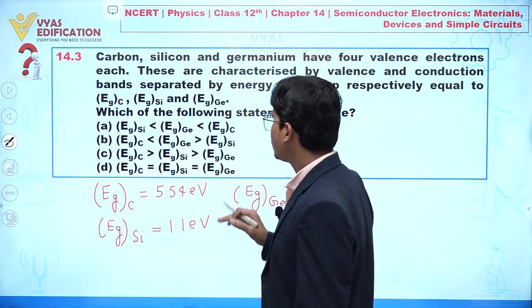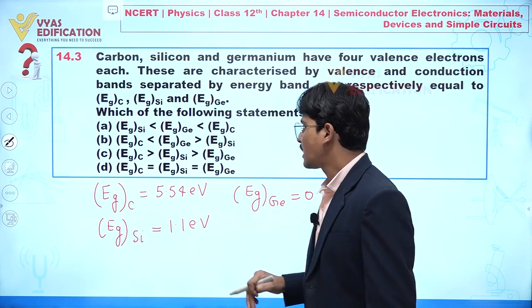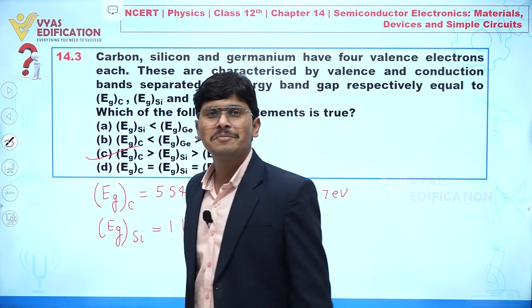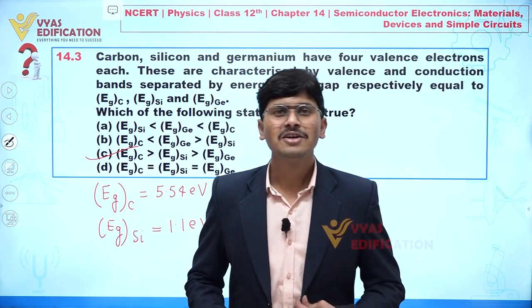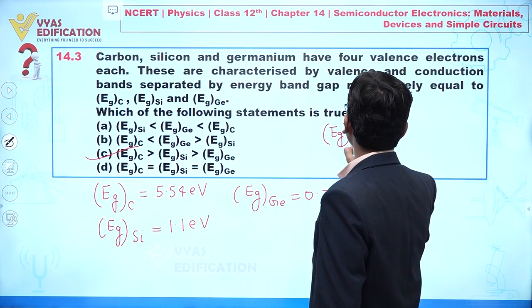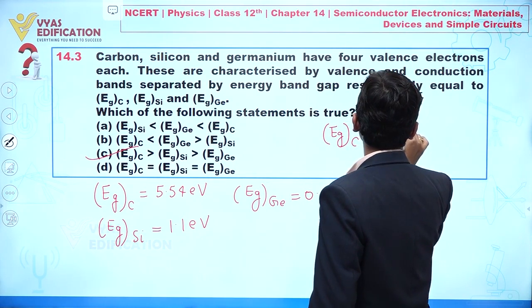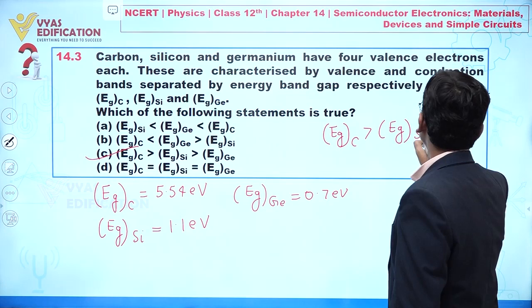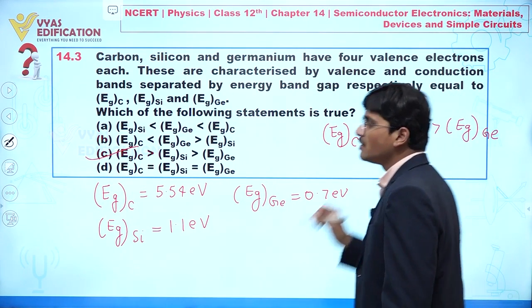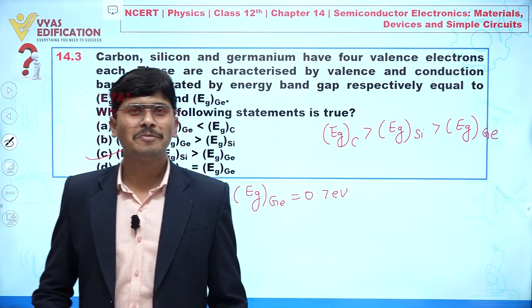Clear? So which option is correct? Yes, carbon should be maximum and germanium should be least. So option C is correct. Clear to everyone? So this is the correct order: the energy gap in carbon is greater than the energy gap in silicon, and then the energy gap in germanium. Clear? So this is all about this question.